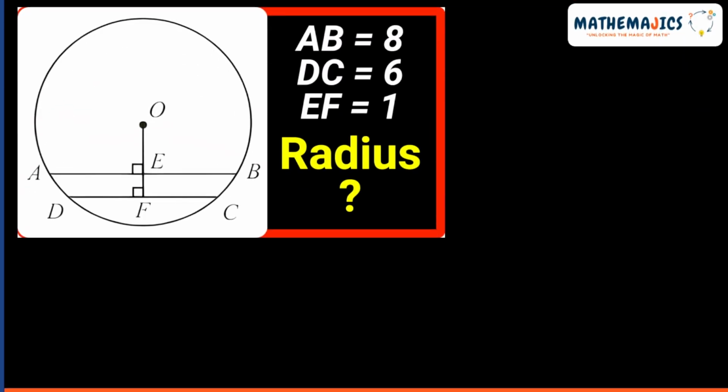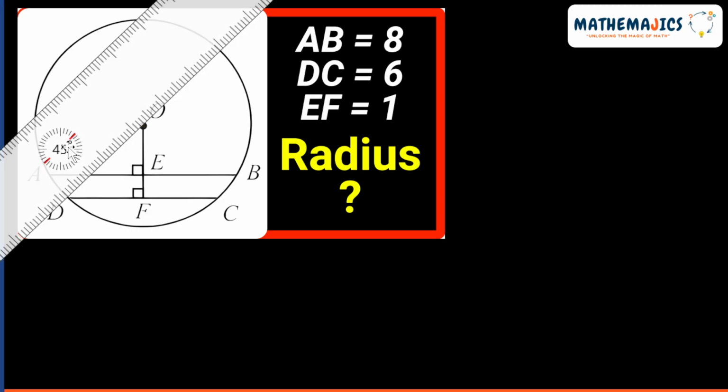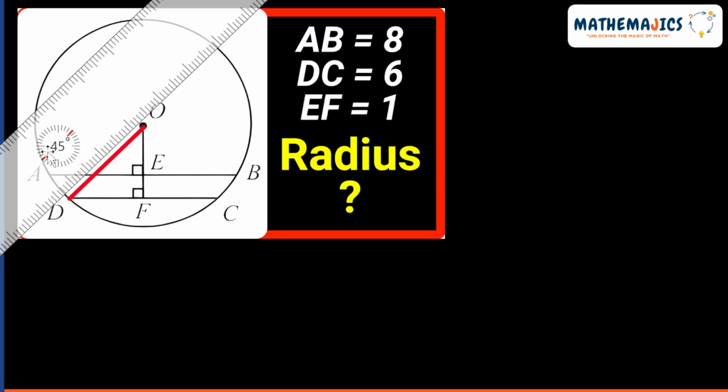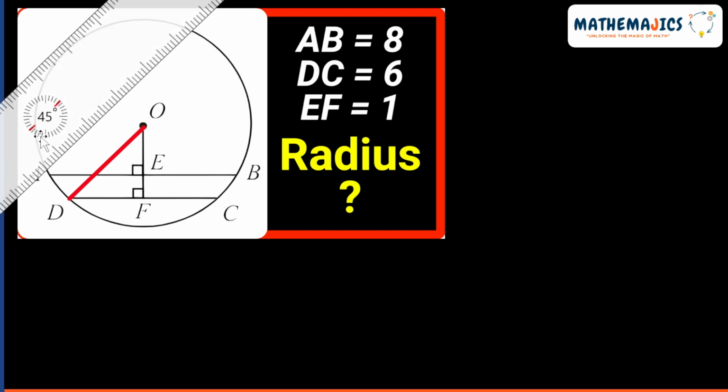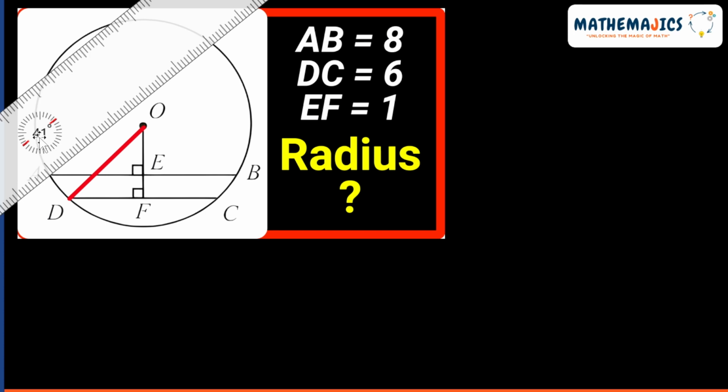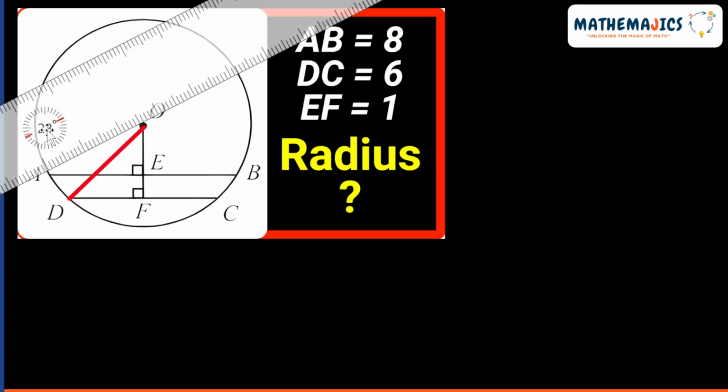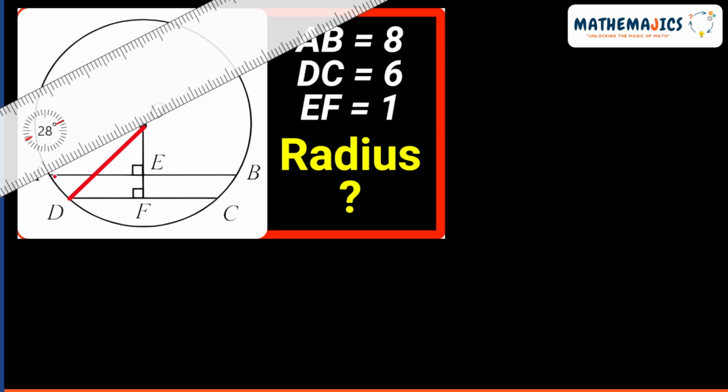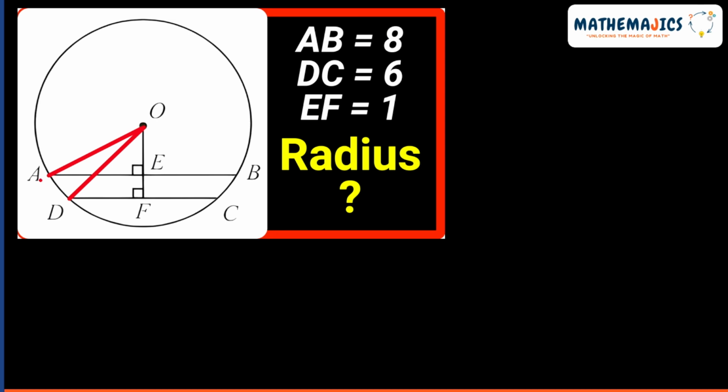To find the radius of the circle, first of all, we will draw the radius in the figure. So first of all, we will be joining center O and this point D, and we will get one radius, correct? We will draw one more radius by joining point O and point A. So let's join point O and point A. So now we have two radii, OA and OD. Let the radius be R units.